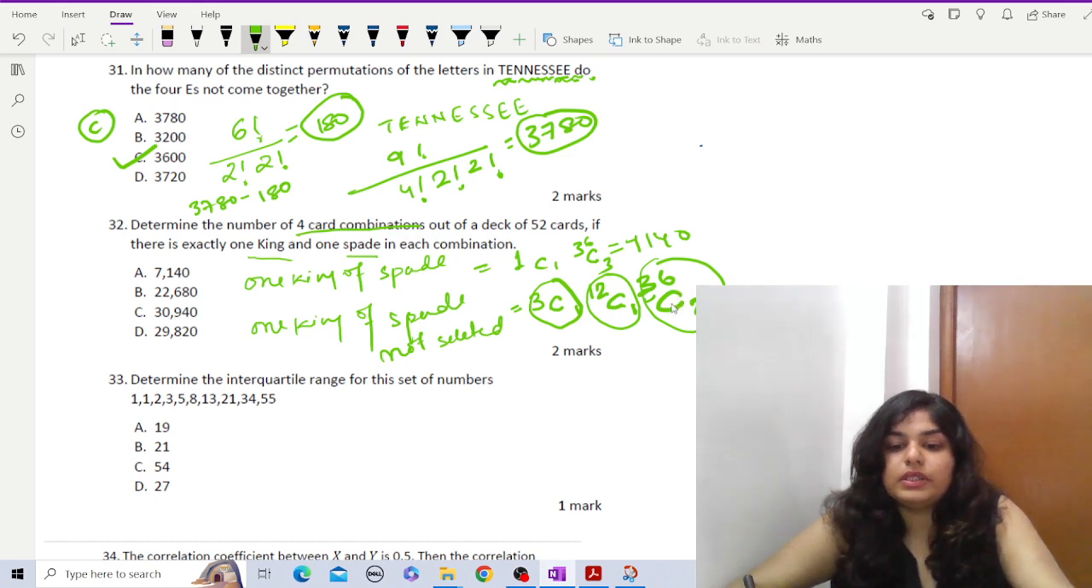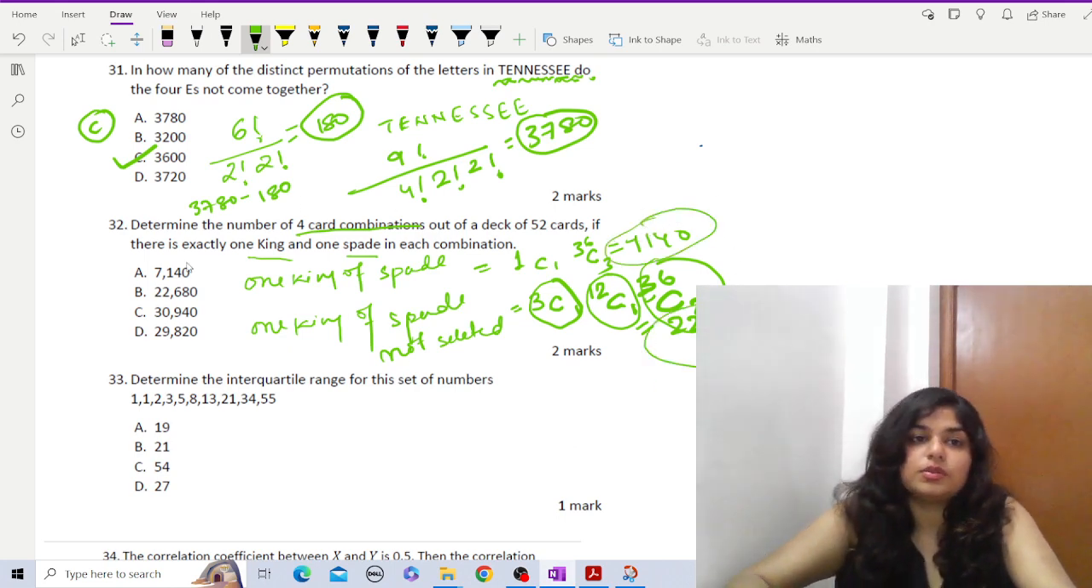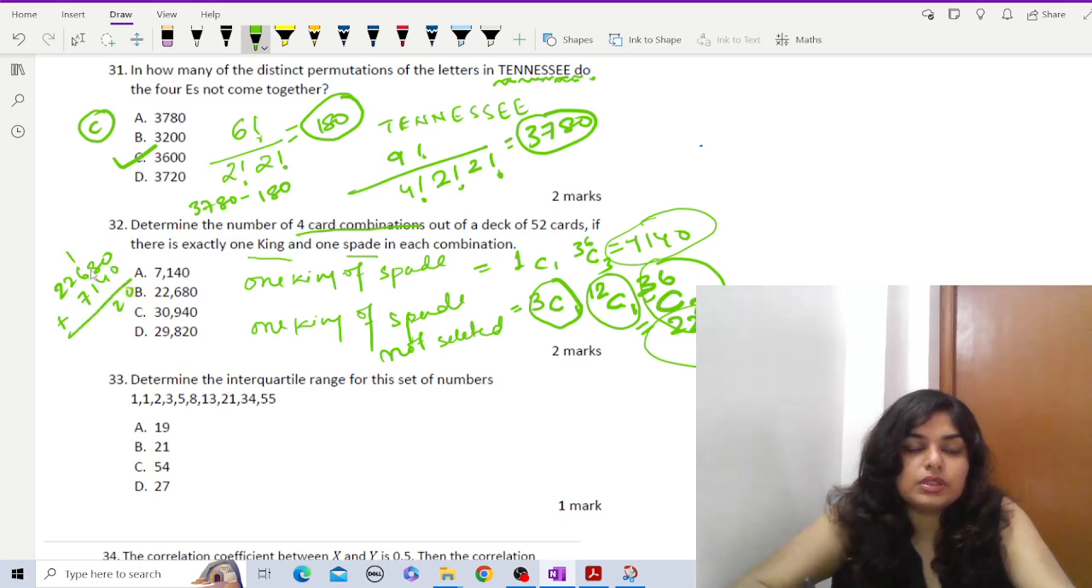So here we have got the answer 3C1, 12C2, this is 22680. So total is what? We have to find out the total number of combinations. This combination is possible and this combination is possible. So add it: 22680 plus 7140. So it is 29820. So option D is the correct answer.